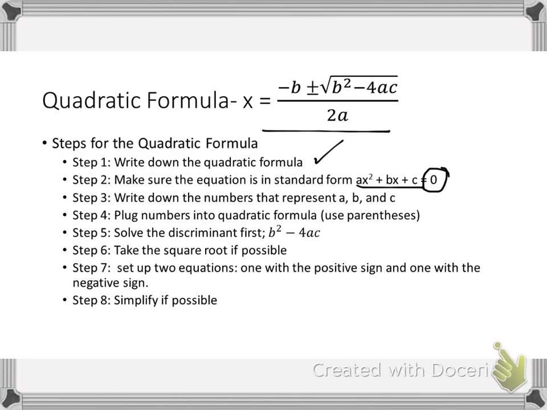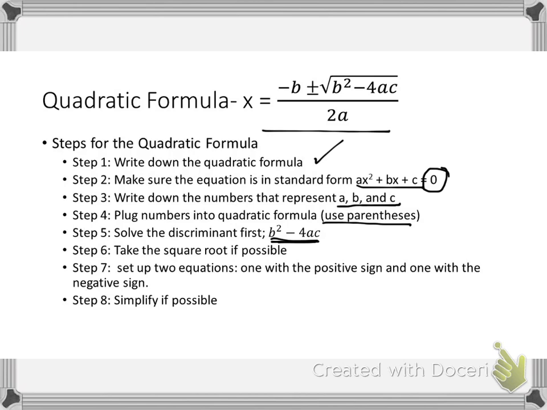Okay, next write down the numbers that are in place of your variables. It makes it easier to plug in if you write them down first so that you don't plug something in that you shouldn't. All right. Plug the numbers into the quadratic formula, use parentheses, and solve the discriminant first. There it is, okay, because it's going to tell us how many solutions we're going to have. Take the square root if possible. Sometimes you can't take the square root of the discriminant, okay? We'll talk about that when we get to one.